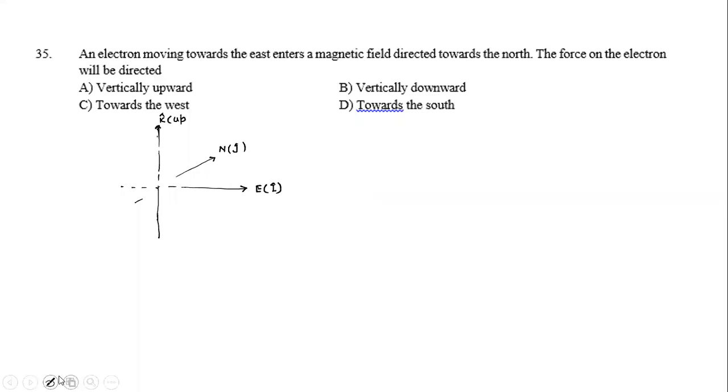And what is happening here? Let's see, let's mark that one. The electron is moving towards east. So there's a charge minus E moving towards east.